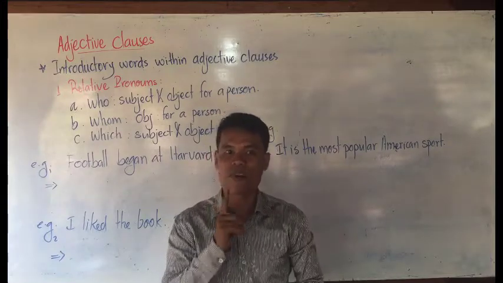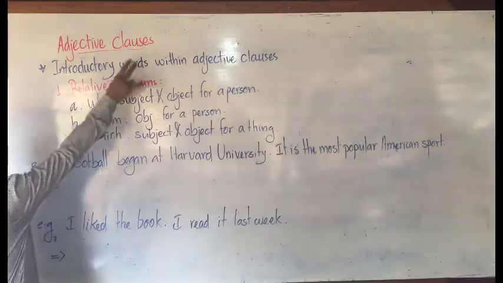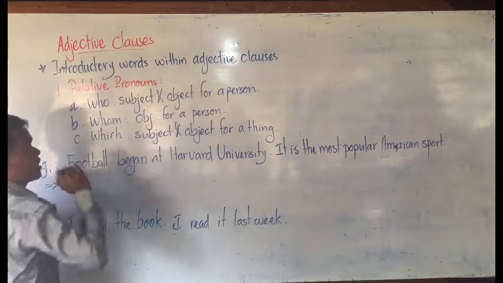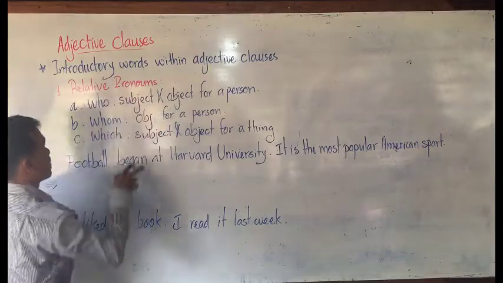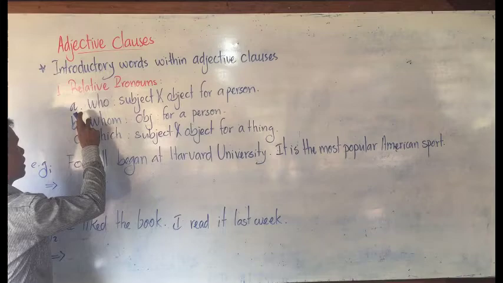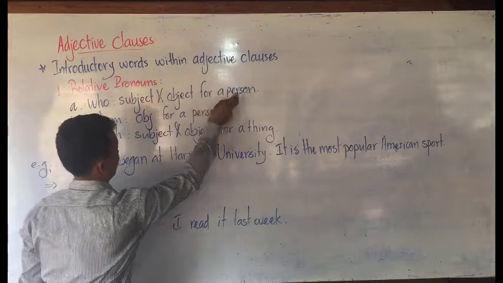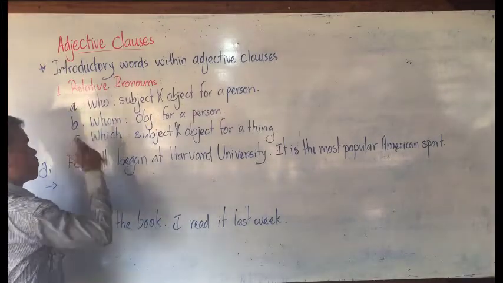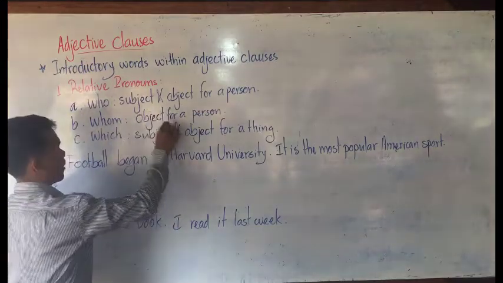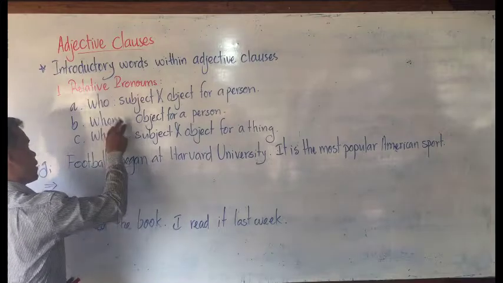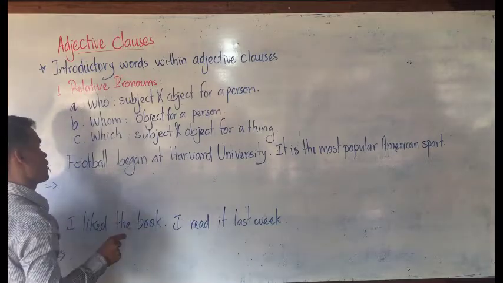Okay, and today one more relative pronoun is which. Look at the word with me. Adjective clauses. Another name for adjective clauses is relative clauses. Within adjective clauses we have relative pronouns. You already learned who: its function is subject and object, and it is used for a person. Whom: its function is only object, and it is used for a person. But between who and whom, when who is the object, it is informal, but whom is more formal.